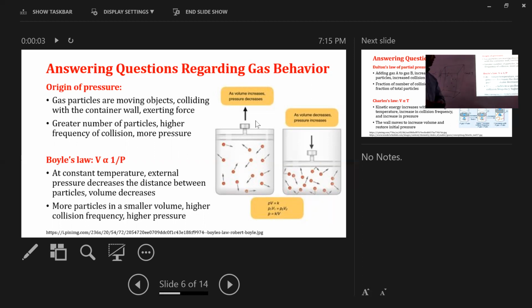So if the molecules do not hit the wall, that means if the molecules do not hit the surface, then there will not be any pressure. But randomly, all the molecules are moving and striking or colliding with the wall, and even inside the container with each other. Therefore, we can have force or pressure in the system. Greater the number of particles, higher the frequency of collision, more pressure. That is one statement you can consider.